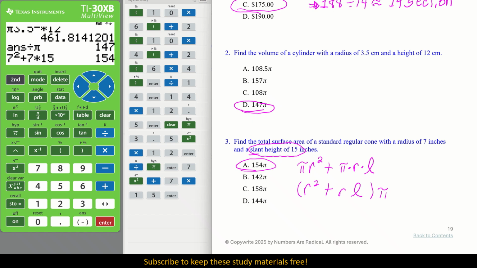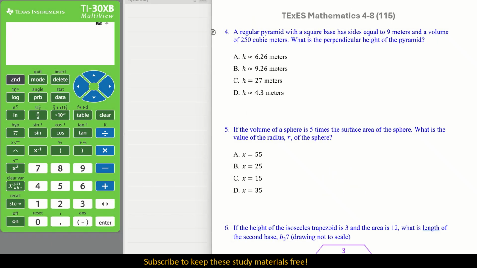All right, let's go to number 4. A rectangular pyramid with a square base has sides equal to 9 meters and a volume of 250 cubic meters. What is the perpendicular height of the pyramid? Okay, so we can look this up on our formula sheet, okay? And we're going to get the base squared times height divided by 3. Okay, but we're going to use our table to solve that and use our ask function.